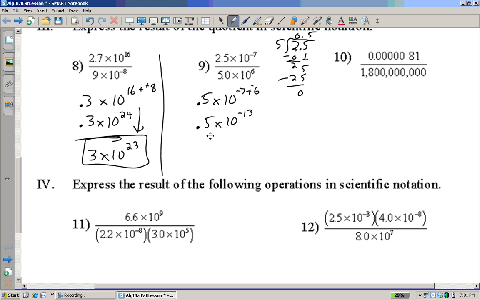And again, we need one non-zero digit to the left, not to the right. So we're going to have to move the decimal to the right, which means we move down a floor. So 5 times 10, in the basement level 13, you go down one more, that's going to be basement level 14 in the building.